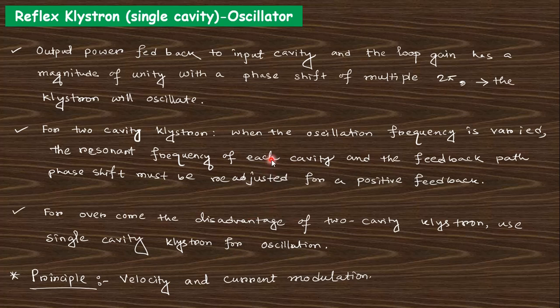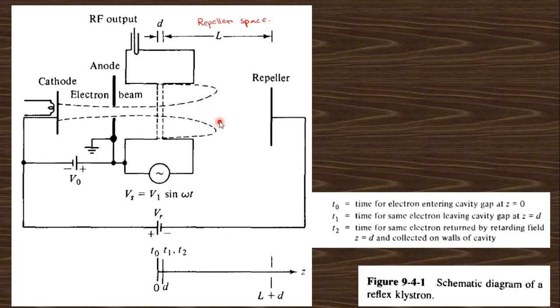So this will be a complicated process, but if you take the single cavity, this will be much easier. And the principle for the reflex klystron is also velocity and current modulation. You can see here the schematic diagram of the reflex klystron. There is an electron gun, and an electron ejector.